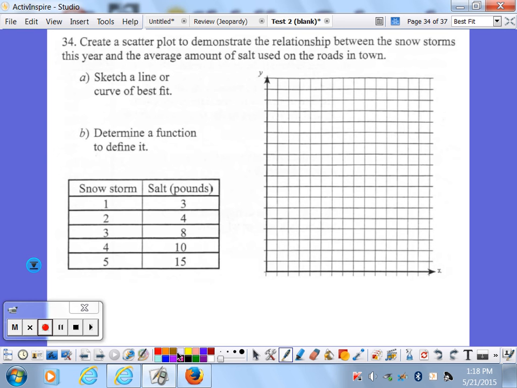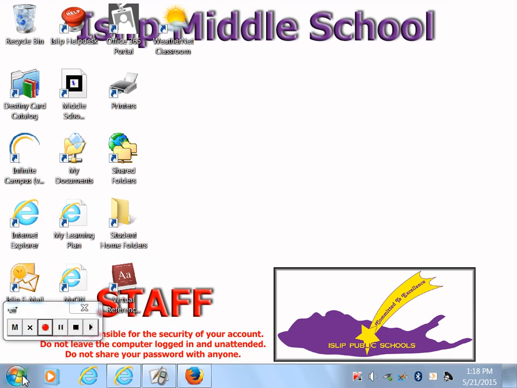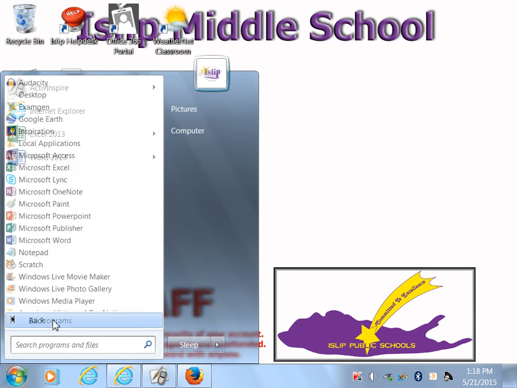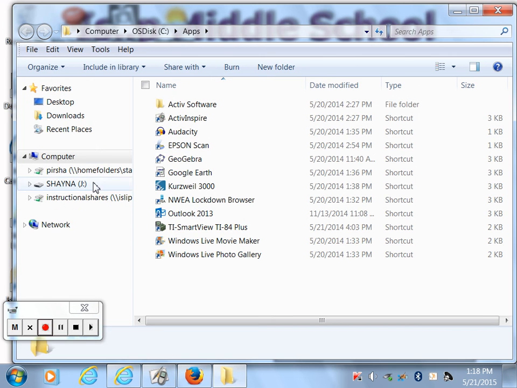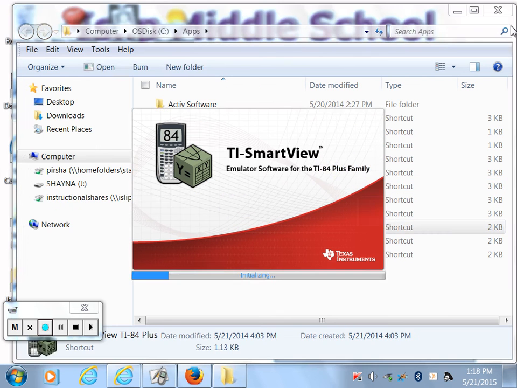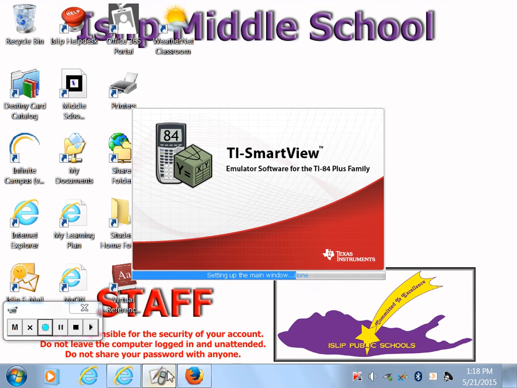Number 34. Create a scatter plot to demonstrate the relationship between the snowstorms this year and the average amount of salt used on the roads in town. Whew. All right. I'm going to use my calculator whenever it mentions scatter plot or line of best fit. So have your calculator ready to go for this one. Just pulling it up here.